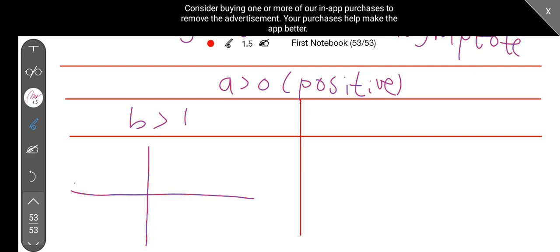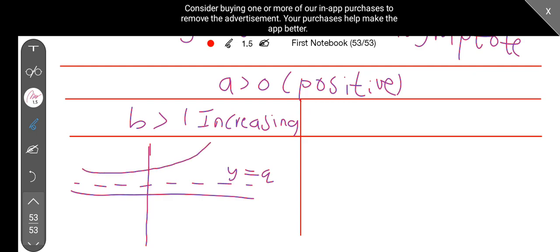We have the line of y is equal to q. That is the asymptote. The line of y is equal to q. And your graph will be increasing. By increasing, we mean when you are starting from left to right, you are going up instead of going down. This means that our graph will look like this. That is if a is positive and b is more than 1.